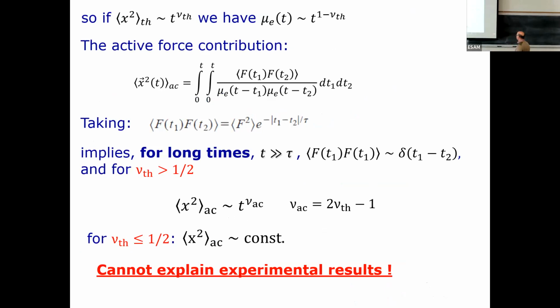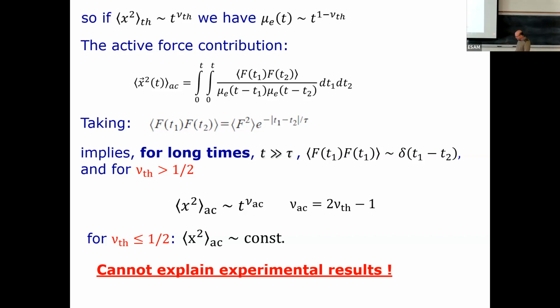What happens is that you find anomalous diffusion at long times, subdiffusion. The exponent has this relation: nu active is 2 nu thermal minus 1. So definitely they are not equal unless nu is 1. If it was regular diffusion, they are equal, so 2 minus 1 is 1. And if nu thermal is smaller than 1/2, it just saturates, you don't see anything. At short times, you have ballistic motion, or you have superdiffusion in general, not ballistic.